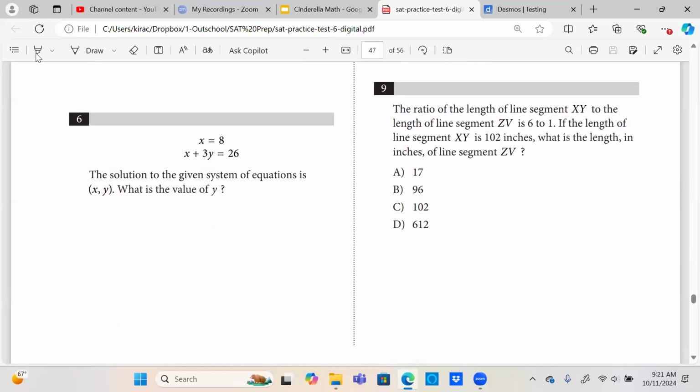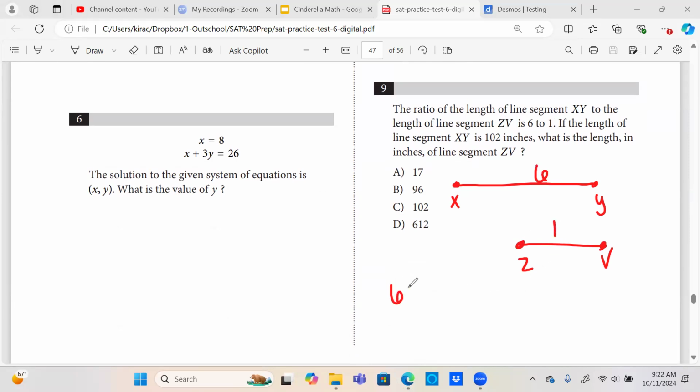Number 9, the ratio of the length of line segment XY to the length of line segment ZV is 6:1. Okay, so we have some line segment XY and some line segment ZV, not drawn to scale, by the way. And the length is 6:1 in ratio, right? So 6:1. Or we can write it like this, 6:1. The actual length of XY is 102 inches.